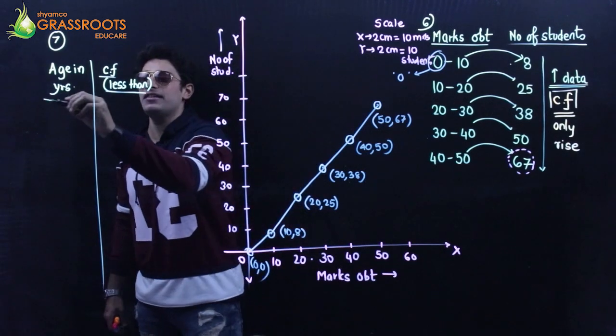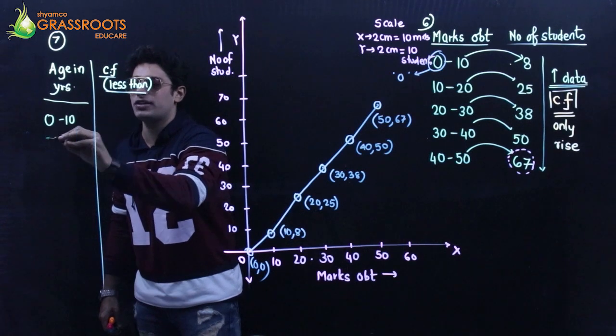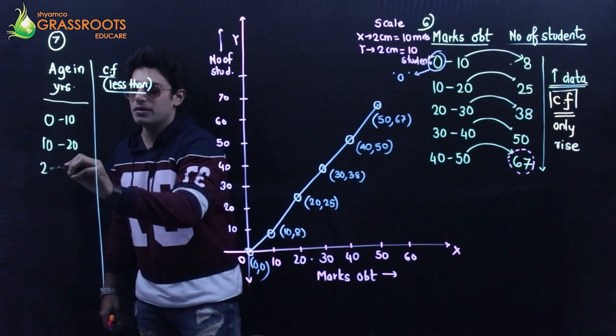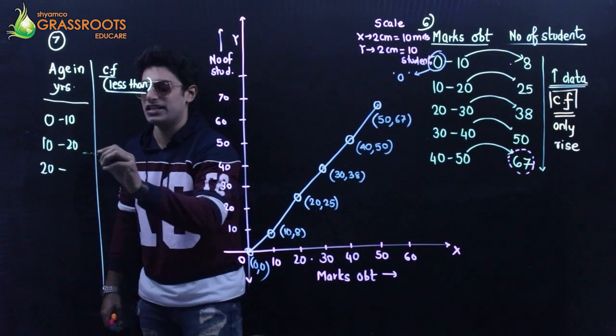It's again less than 10. Less than 10 means from 0 to 10, 10 to 20. It goes on up till less than 70.